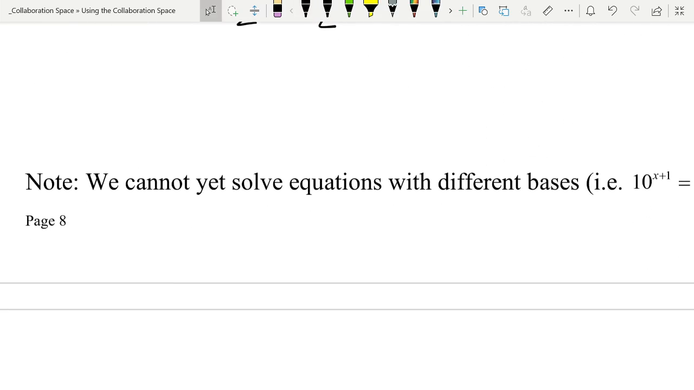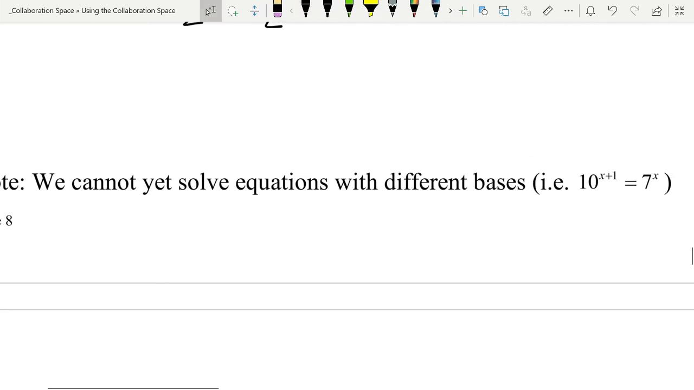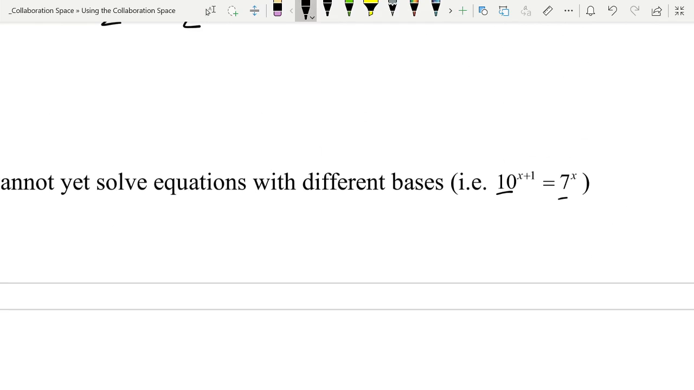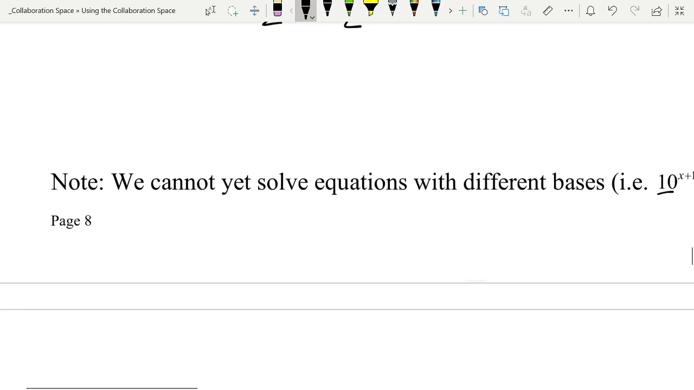Okay, we are not quite able to solve equations with different bases, like, say, for example, you had a base of a 10 and a base of a 7. That is coming up later in the course, and that's where we'll stop for today.